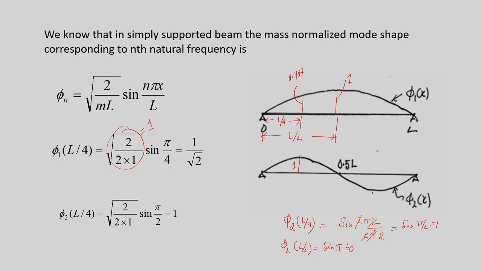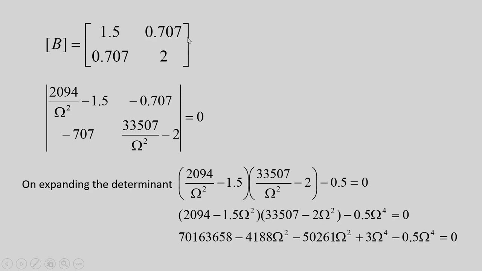Okay, so after putting in these values, we get the B matrix as this. So our frequency determinant is 2094 divided by omega square minus 1.5, minus 0.707, minus 0.707, and the diagonal element at 22, that is 33507 by capital omega square minus 2.